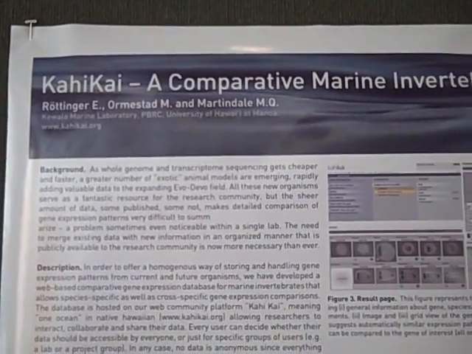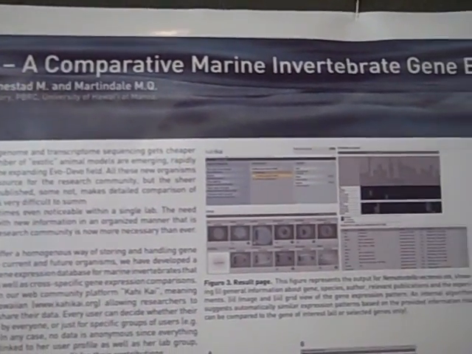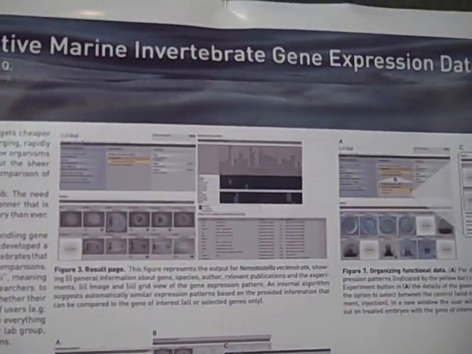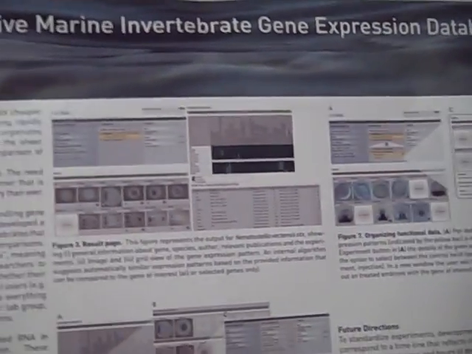Today I'm going to present a database that we developed together with Matthias Omerstadt, a former postdoc in the laboratory. The initial point was that we had a lot of published and unpublished data within the laboratory about various marine invertebrates, and we tried to find a way of storing those data within the lab. This grew and became bigger, and we thought that it might be a useful tool for the whole community.